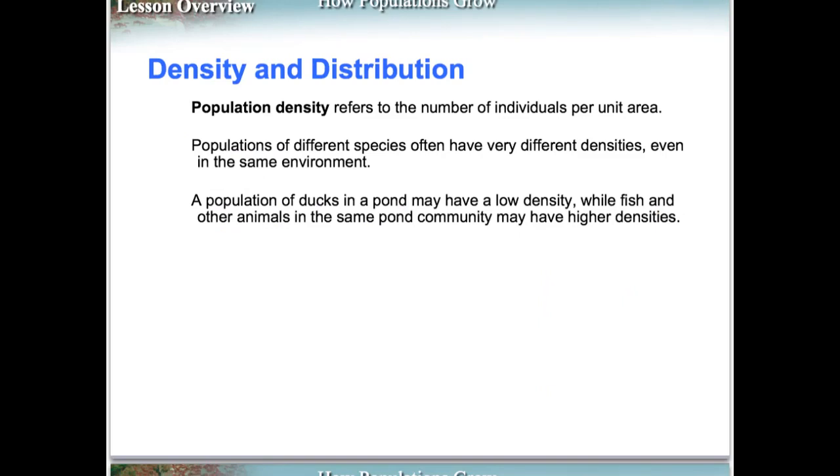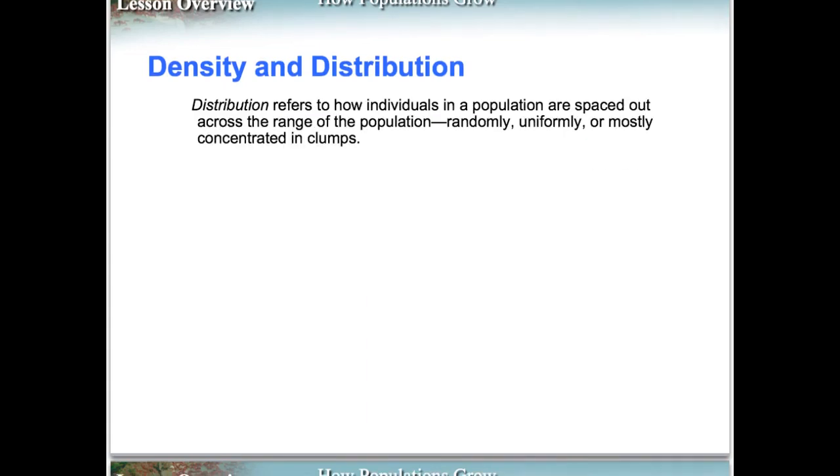Population density refers to the number of individuals per unit area. Populations of different species have very different densities, even in the same environment. A population of ducks in a pond, for example, might have a low density, while the fish and other animals in the same pond can have much higher densities.